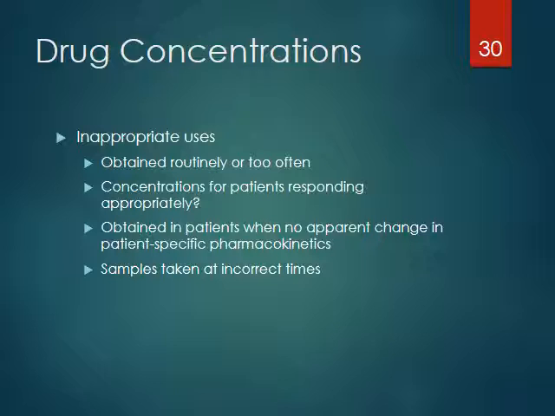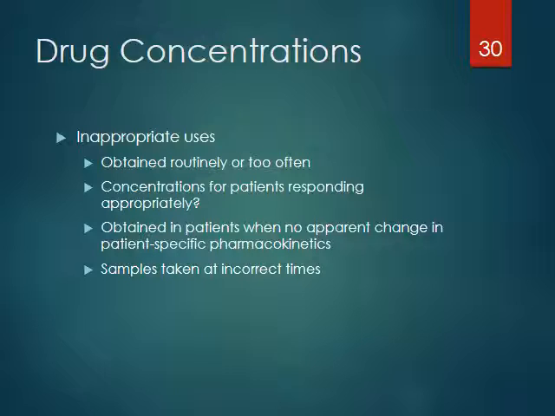There are some inappropriate uses for getting drug concentrations. So if we're just obtaining them routinely, even though we know the patient has been therapeutic at the same dosage regimen, has not really had any good pharmacokinetic changes, that's really going to be an inappropriate use because it's just going to tell us something we already know. And then also checking them too often is another inappropriate use. It just adds up to increased cost.